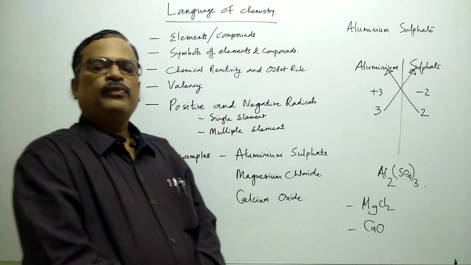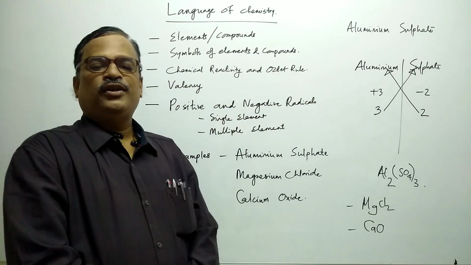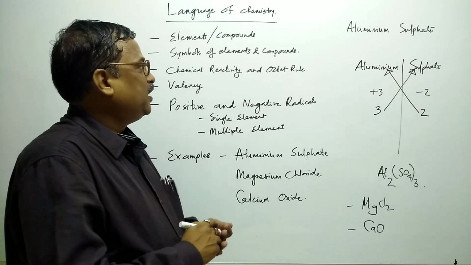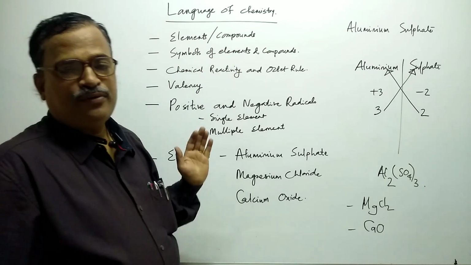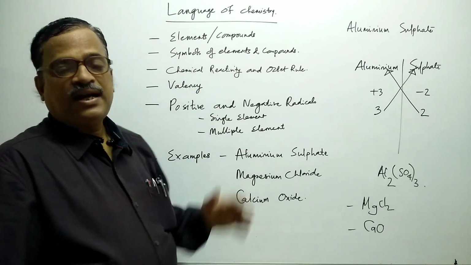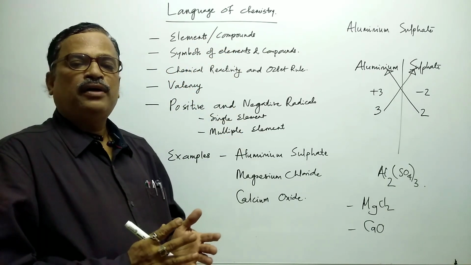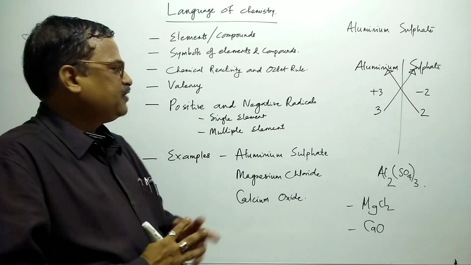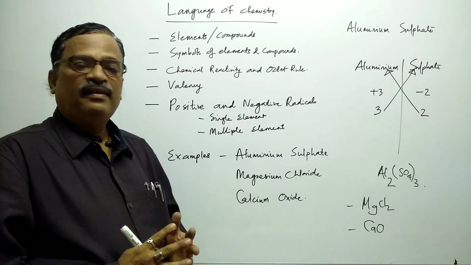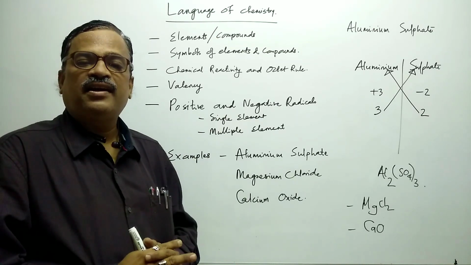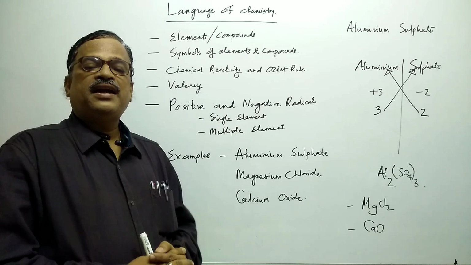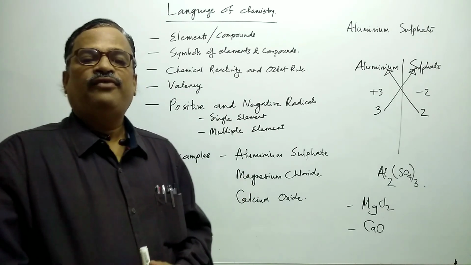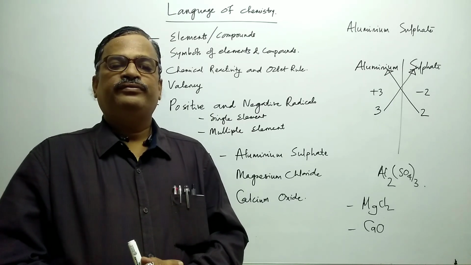So, we have learned now how to write the molecular formula for a compound. What are the things we have learned? We have learned there are elements and compounds. We have learned how to write symbols of elements and compounds. We have learned what chemical reactivity and the octet rule are. We have learned what valency is. We have learned what positive and negative radicals are and what types of positive and negative radicals exist. And we have learned how to write the molecular formula of a compound. Thank you.